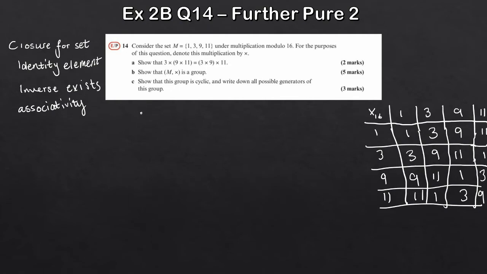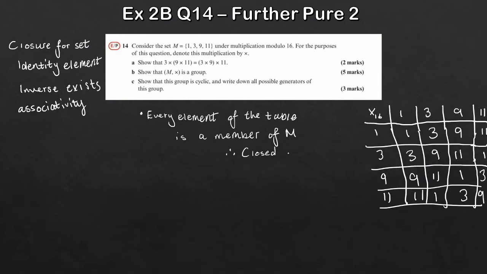So every element of the table is a member of M. So, because every element is a member of M, what we can say is that this is closed under multiplication mod 16. So it's closed under multiplication modulo 16. Okay, so that's closure done. Give that a tick.